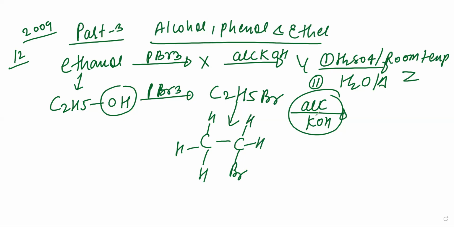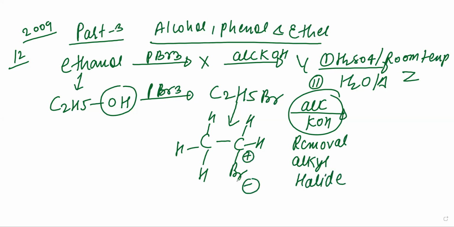So what does alcoholic KOH do? It removes the alkyl halide. So this is minus, this is plus. Bromine, why is it minus? Because it contains 7 electrons in the last orbit, right? So it is more electronegative as compared to carbon. So carbon will become plus, right? So next this will be H plus, this will be minus.